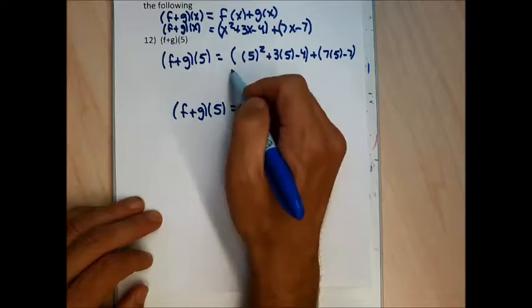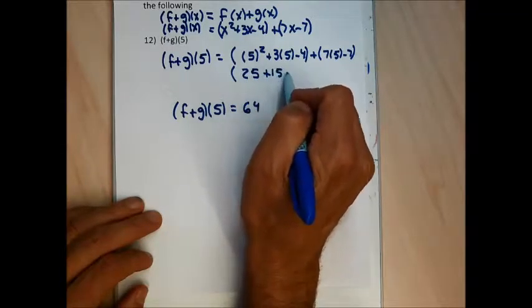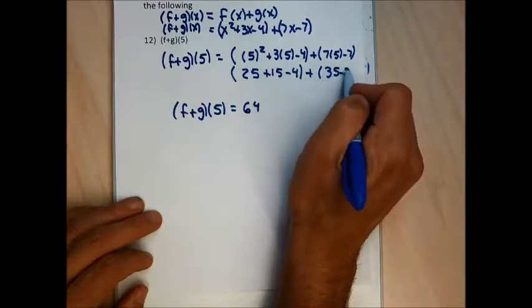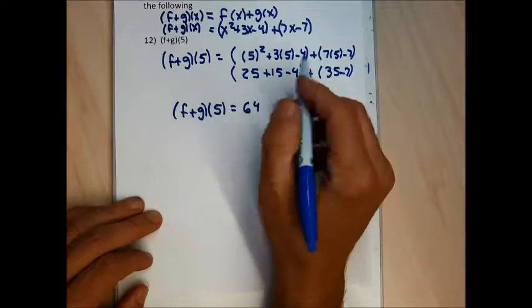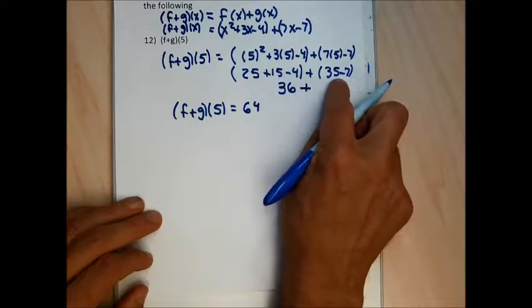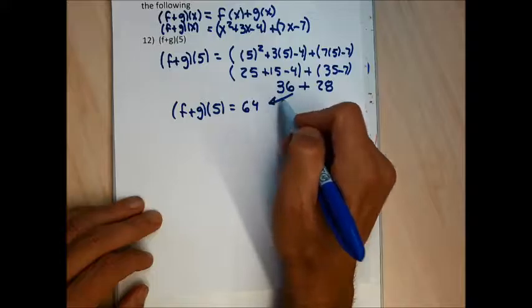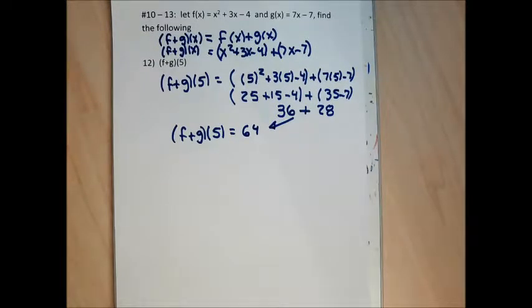If I did it by hand, this parentheses would be 25 plus 15 minus 4, and this parentheses would be 35 minus 7. This is 25 plus 15 is 40, minus 4 is 36. Once I get it down to one number, I drop the parentheses, and this is 35 minus 7 is 28, and 36 plus 28 is 64. You don't need to show that much algebra if you don't care to.